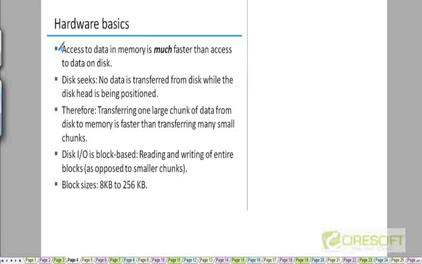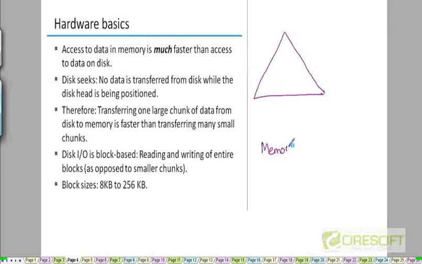So the first principle that we need to keep in mind here is that accessing data in RAM, accessing data in main memory is much faster than accessing data on disk. If you've done a course in operating systems or computer architecture, you must have studied about the memory hierarchy.